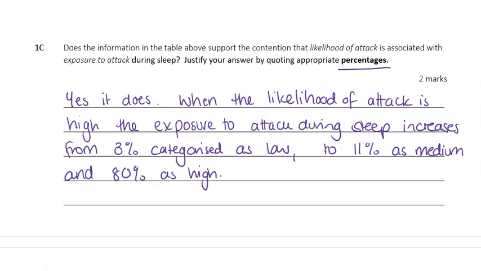And so here's a sample answer. We're saying, yes, it does. The information does support the contention. When the likelihood of attack is high, the exposure to attack during sleep increases from 3% categorised as low to 11% at medium and 80% at high. And so you're making sure you are giving those 3 percentages and demonstrating the change in those percentages across that one particular row.